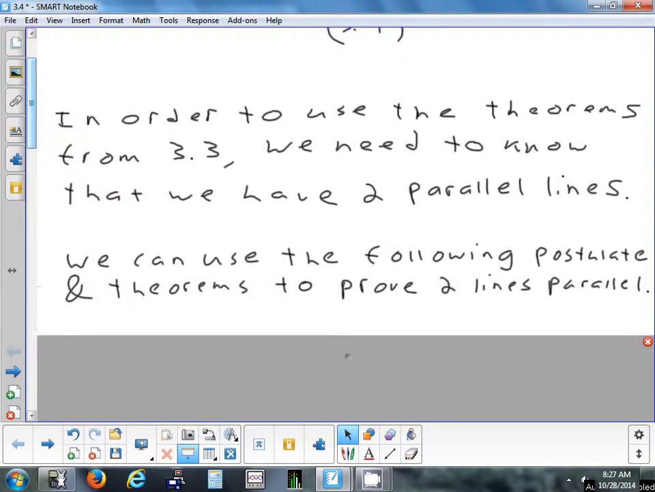So that's going to be the goal of today. We are going to prove, using various postulates and theorems, that two lines are parallel.